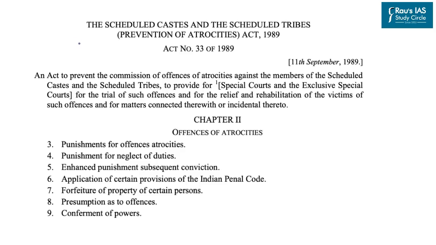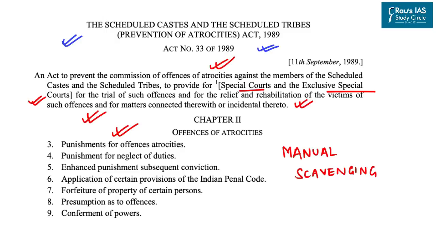Now, another legislation which you must be aware of with respect to untouchability is the Scheduled Castes and Scheduled Tribes Prevention of Atrocities Act 1989. This act has been enacted to prevent the commission of offences of atrocities against the members of scheduled castes and scheduled tribes, and it also provides for special courts and exclusive special courts for the trial of such offences, and relief and rehabilitation of the victims of such atrocities. So, this act provides for punishment for offences committed against scheduled castes and scheduled tribes, and this act also punishes the activity of manual scavenging.